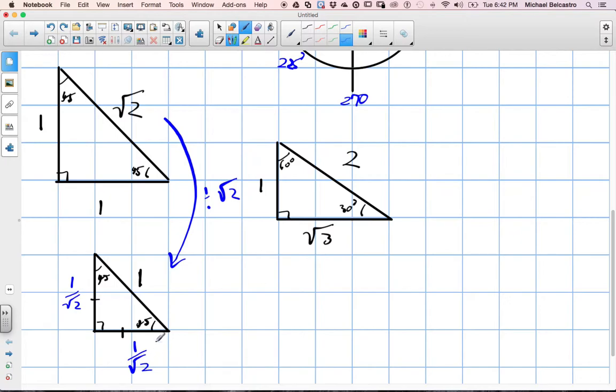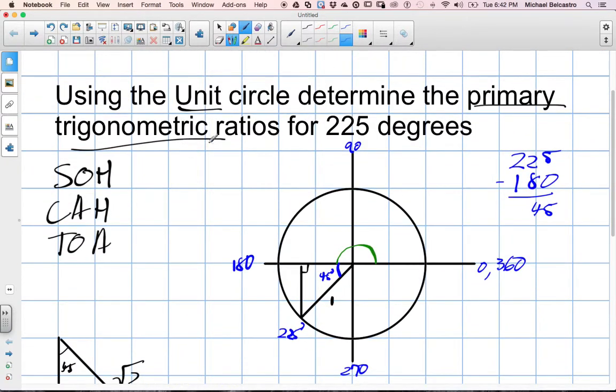Okay. So now that we have that information, we can build our trigonometric ratios for sine of this angle, cos of this angle, and tangent of that angle. The only other important piece of information we have is the CAST system. We have to know which is positive and which is negative.